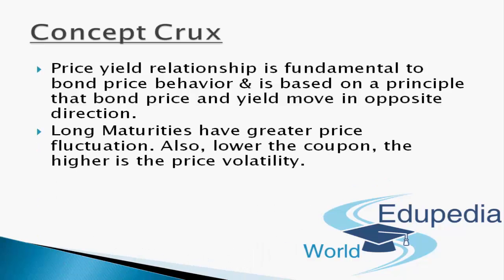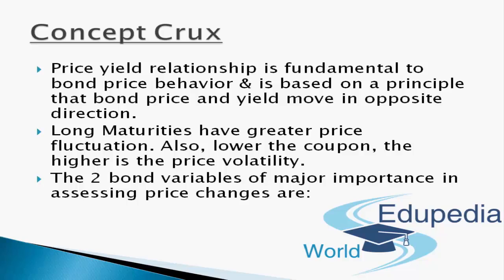Next, long maturities have greater price fluctuation. Also, the lower the coupon, the higher the price volatility. And the third crux of Malkiel's theorem is the implication of Malkiel's bond price theorem for bond investors, concerning how investors should act with regard to trading in bonds. Specifically, the two bond variables of major importance in assessing price changes are coupon and maturity. To receive the maximum impact from an expected change in interest rates, the investor should purchase low coupon and long maturity bonds.